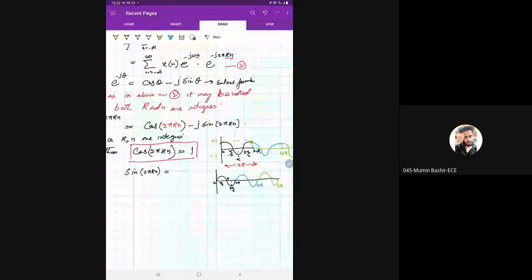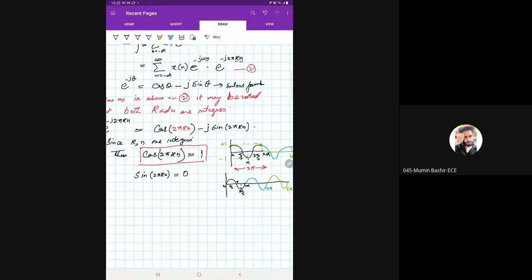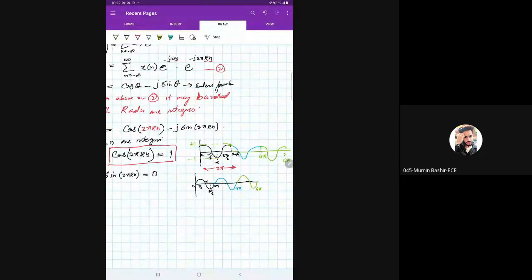Sir, 0. It will be always 0. Why? Sine of 2 pi here. So see, this is 2 pi. So sine of 2 pi, it is 0 here. At 4 pi, it is also 0. At 6 pi, it is also 0. Okay, so this is 0.